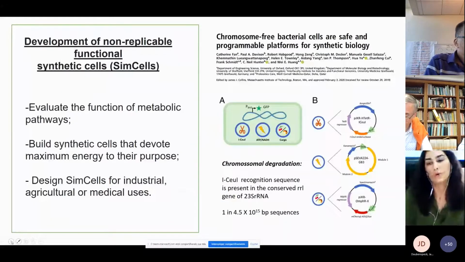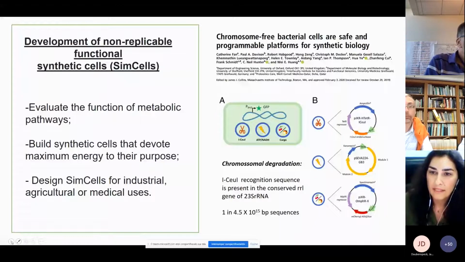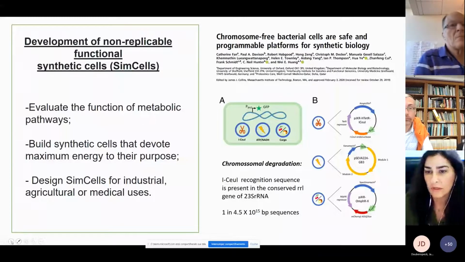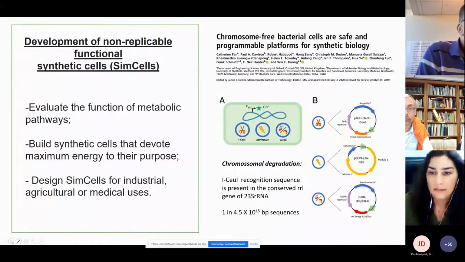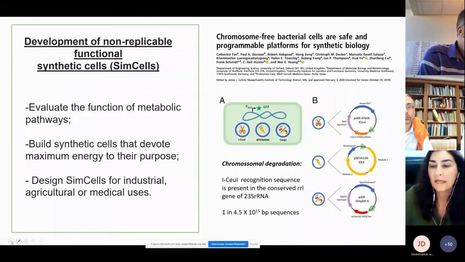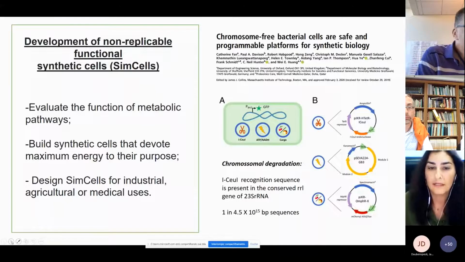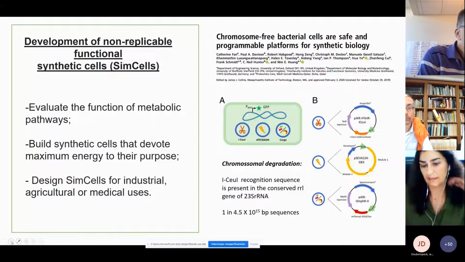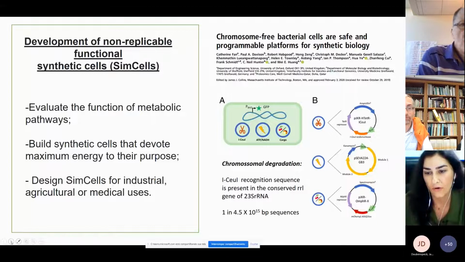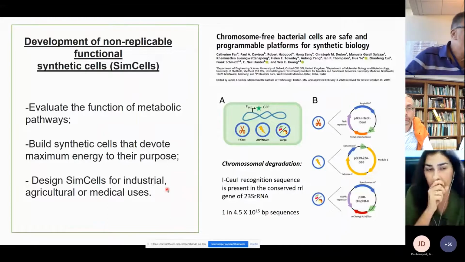Okay. So one of the tools that we are applying nowadays is the Syn cell strategy, which was developed by the Oxford group. Dr. Wang built an expression vector which expresses an endonuclease, the ICO1, which is capable of degrading the chromosomal DNA and the plasmid DNA from different microorganisms. He tested it using 3 different microorganisms, including E. coli.